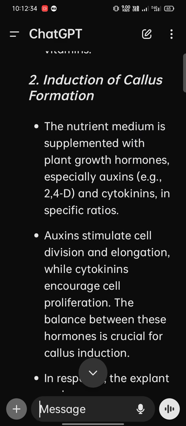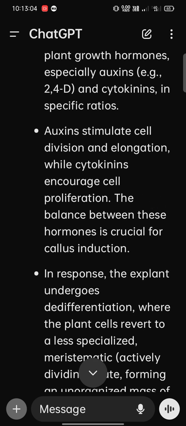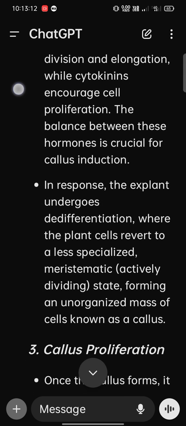The nutrient medium is supplemented with plant growth hormones, especially auxins such as 2,4-D, 2,4-dichlorophenoxyacetic acid, and cytokinin in a specific ratio. Specific ratio in the sense that the shoot is a little longer, so it needs more content. The root is not needed as much, so the root is small compared to the shoot, so a smaller amount of auxin will be there. Auxin stimulates cell division and elongation, while cytokinin encourages cell proliferation. The balance between these hormones is crucial for callus induction.